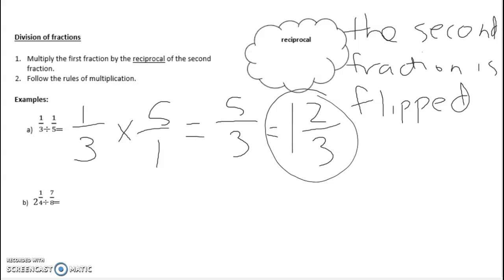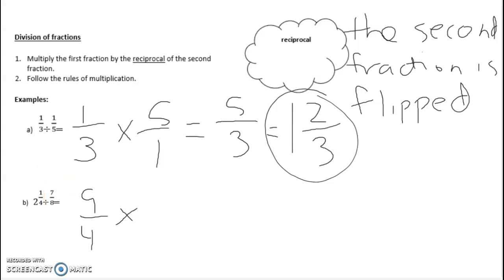Okay? Second question, 2 1/4 divided by 7/8. So first things first, we have to switch that first one to an improper fraction. So 4 times 2 is 8. 8 plus 1 is 9. So it's going to be 9/4. And then we're going to flip and multiply. So we're going to flip the second one.